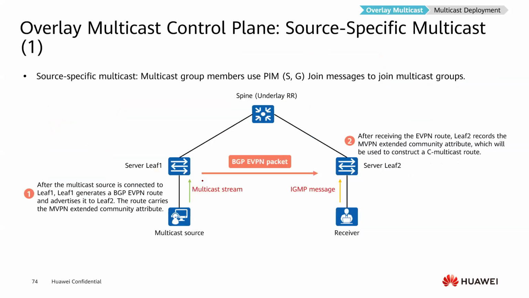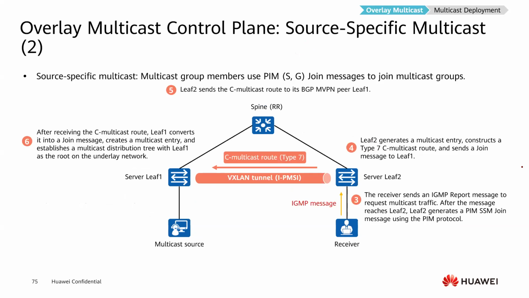And now let's look at the working mechanism. First, it is the source-specific multicast, which means the SSM. The first step: after the multicast source is connected to leaf 1, leaf 1 will generate BGP EVPN routes and advertise them to leaf 2. The route carries the MVPN connected community attribute, all right. After receiving the EVPN routes, leaf 2 records the MVPN next-hop address, which will be used to construct a multicast route, all right.